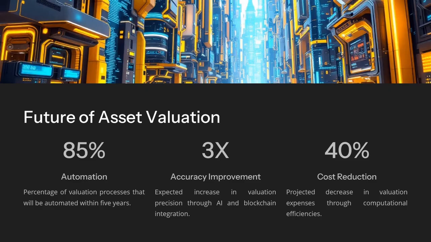Then the future of asset valuation. In the coming years, 85% of the valuation process will be automated within 5 years. What it will lead to is accuracy improvement, and accuracy will increase by at least three times. This is the expected increase in valuation precision through AI and blockchain integration. Of course, it will also reduce the cost by about 40%, which is the projected decrease in valuation expenses through computational efficiencies.